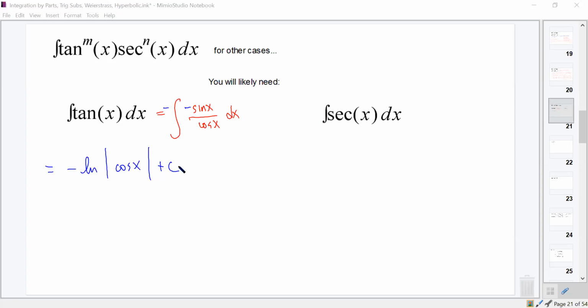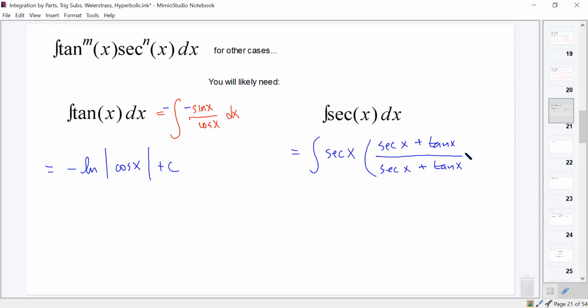But what about this one? Secant x. This one's got a little trick to it. And so we're going to learn the little trick, and then you're going to memorize the integral of secant. So in order to find the integral of secant x, what you're going to do, and it doesn't seem like it makes any sense, but it makes perfect sense. You're going to multiply by secant x plus tangent x over secant x plus tangent x.